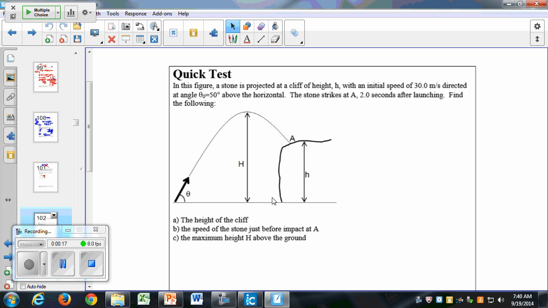It strikes at point A right here, which is 2 seconds after launching. Find the following. So let's change that time. I think there was a mistake that I changed. Oh shoot, what was it? Hold on, let me figure it out. I forgot this. I think the time might actually take it below the cliff. Let's see what the total time is.